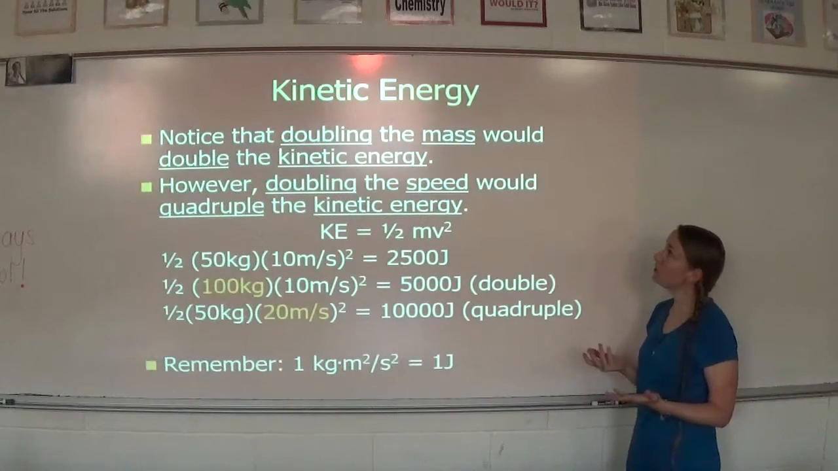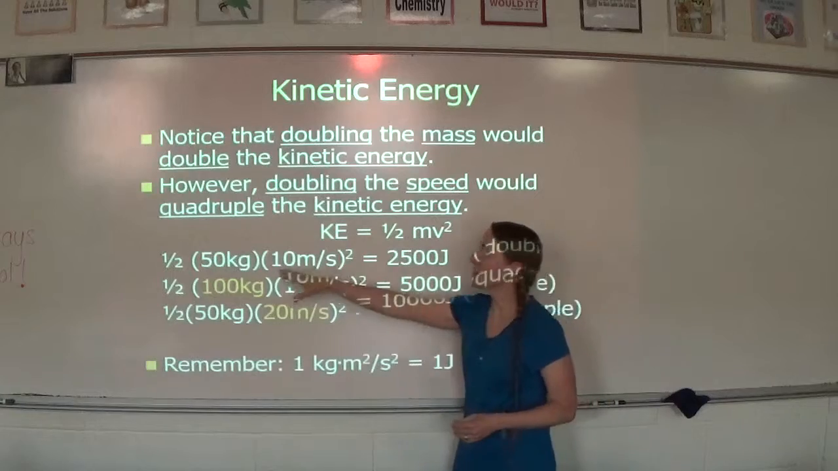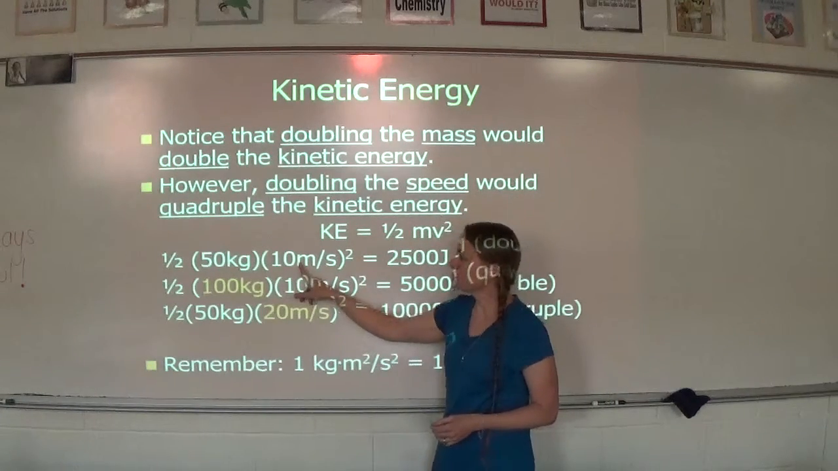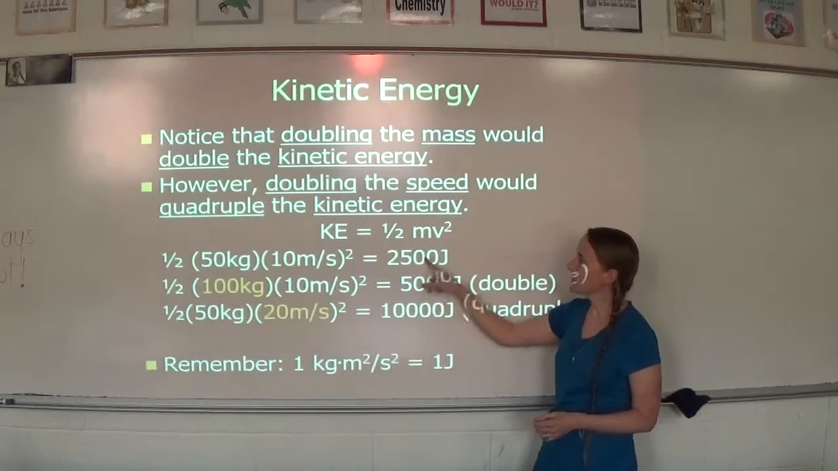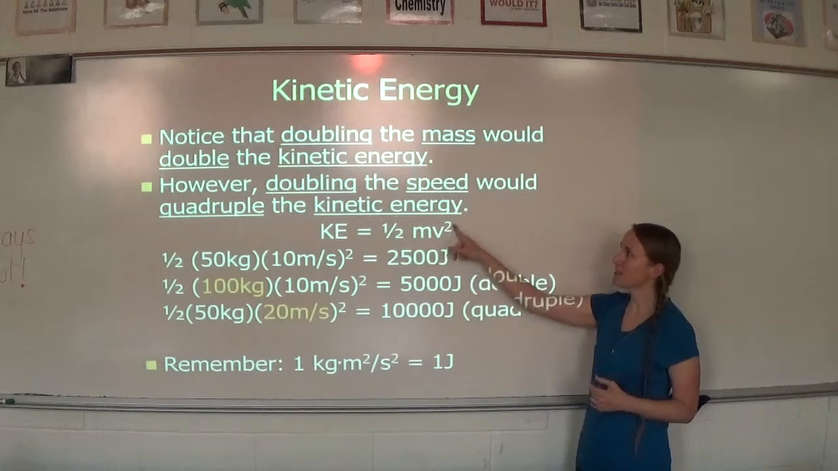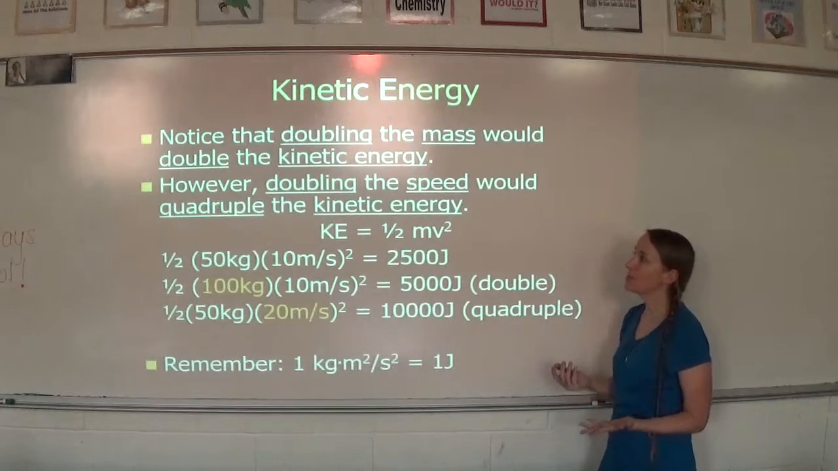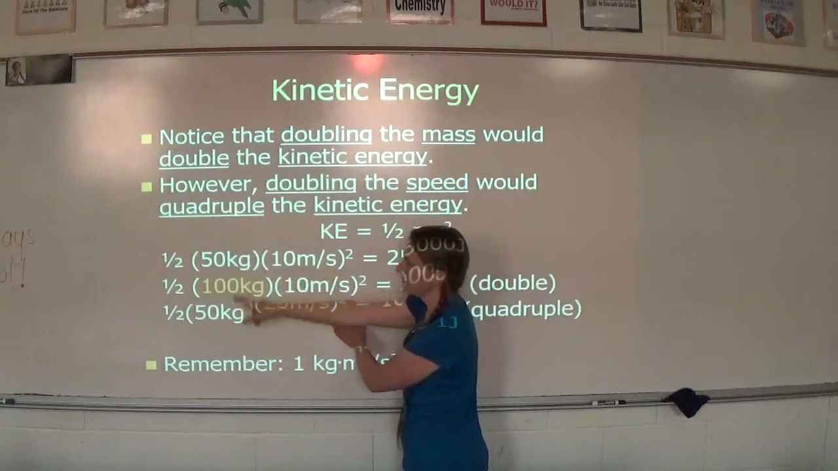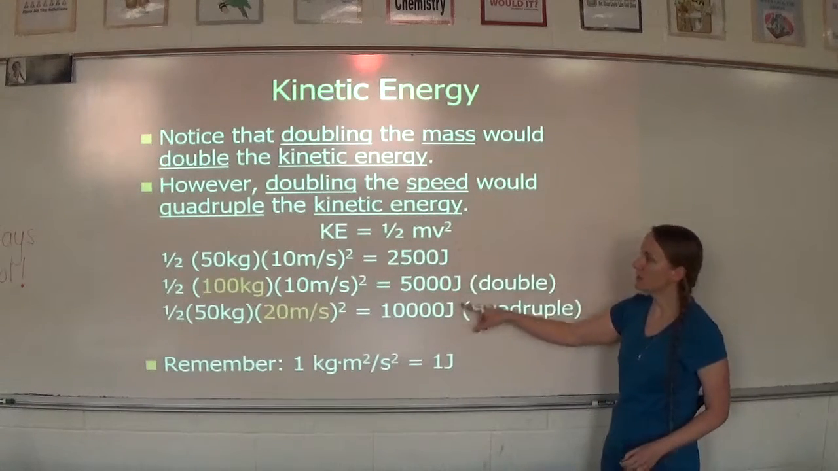Notice that doubling the mass would double the kinetic energy. Here I've plugged some random numbers into the formula. If we have 50 kilograms and 10 meters per second, but then we double the mass, notice kinetic energy also doubles. However, because velocity is squared, if you double the speed or velocity, it actually quadruples the energy. If you compare these two, we have 50 kilograms for both, but we've doubled the velocity, and the kinetic energy has quadrupled.